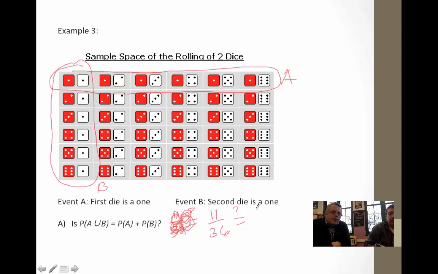Can we just add the probabilities this time? So the probability of A is 6 out of 36, and B is 6 out of 36. And we see that this is no longer true. Yeah, they are not equal. Why is it not true, Mr. Lewis? Well, because 6 plus 6 is 12. Yeah. And so that would be 1/3, whereas this is only 11 out of 36.